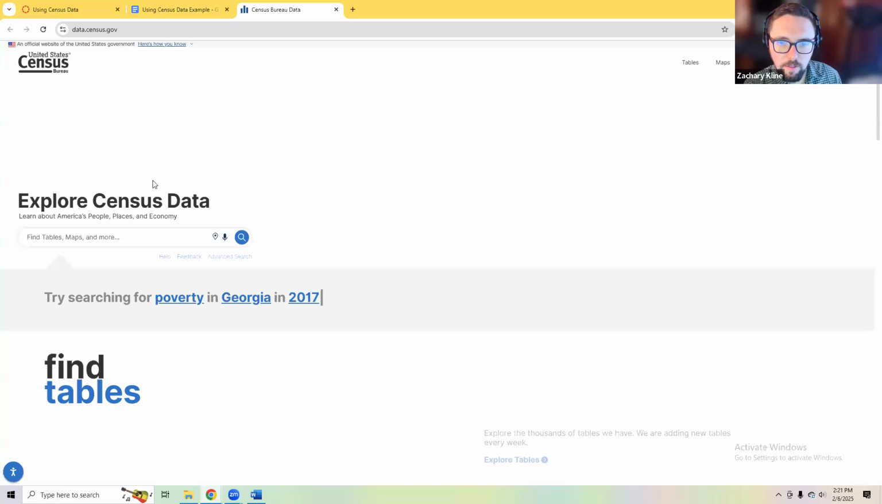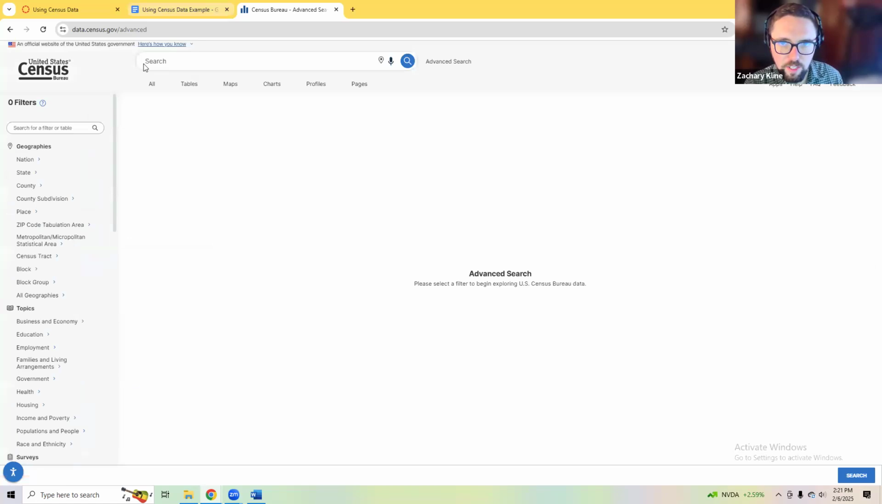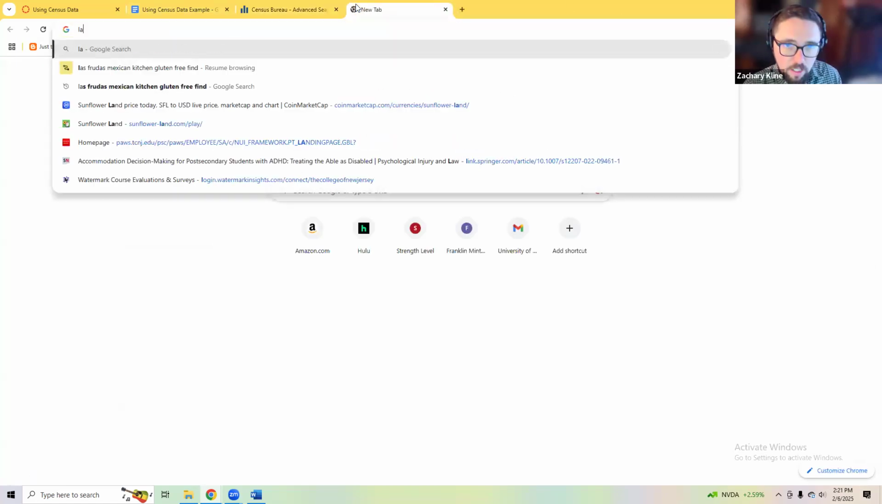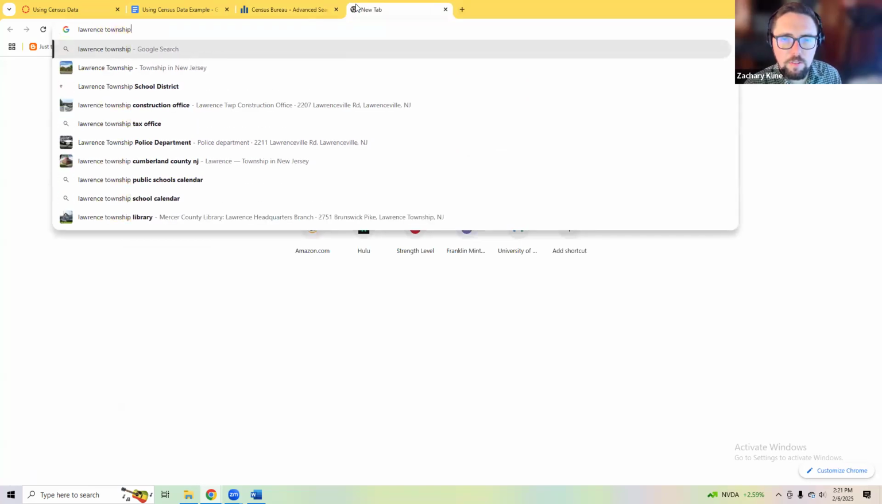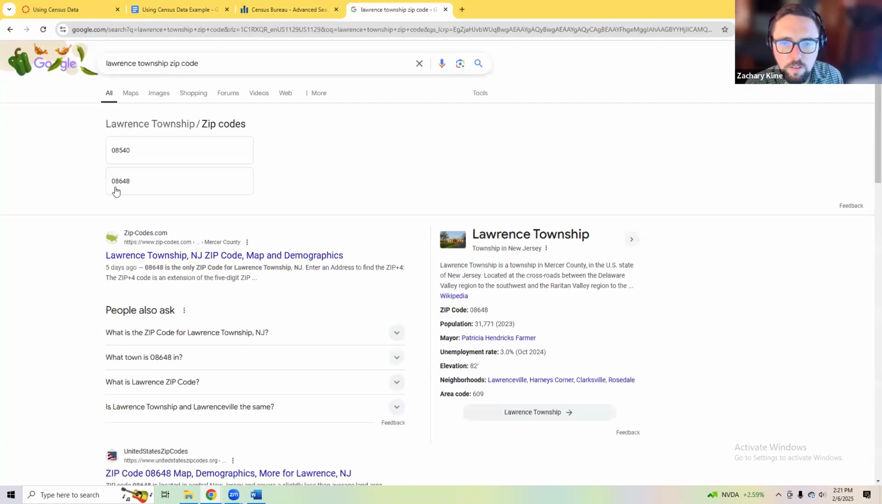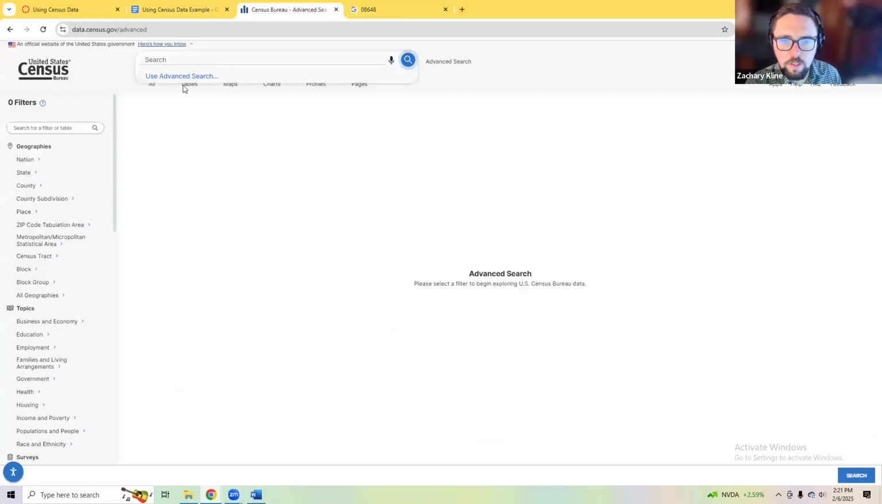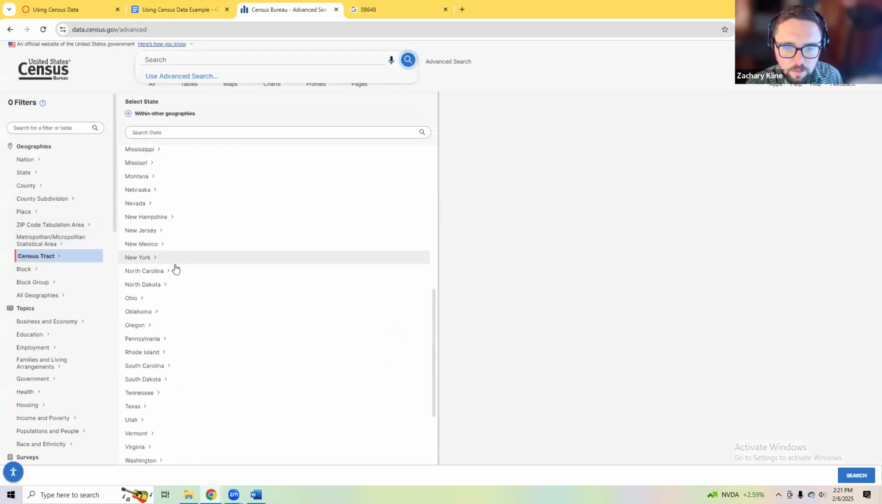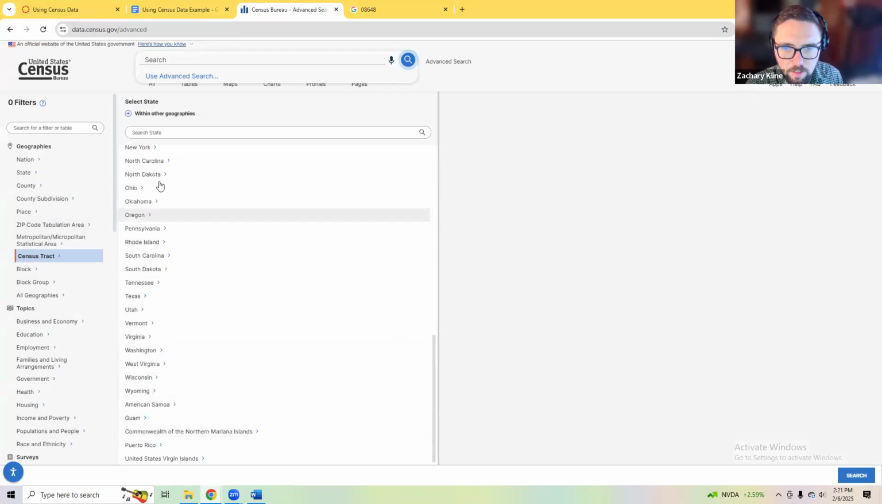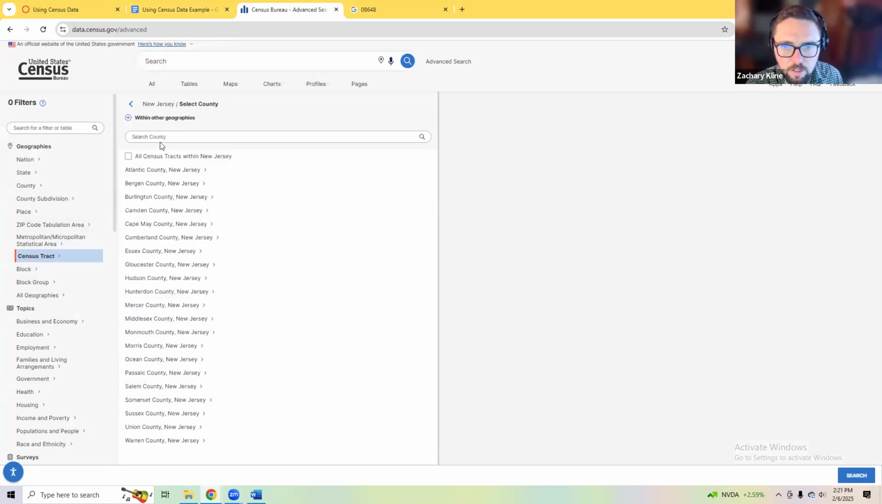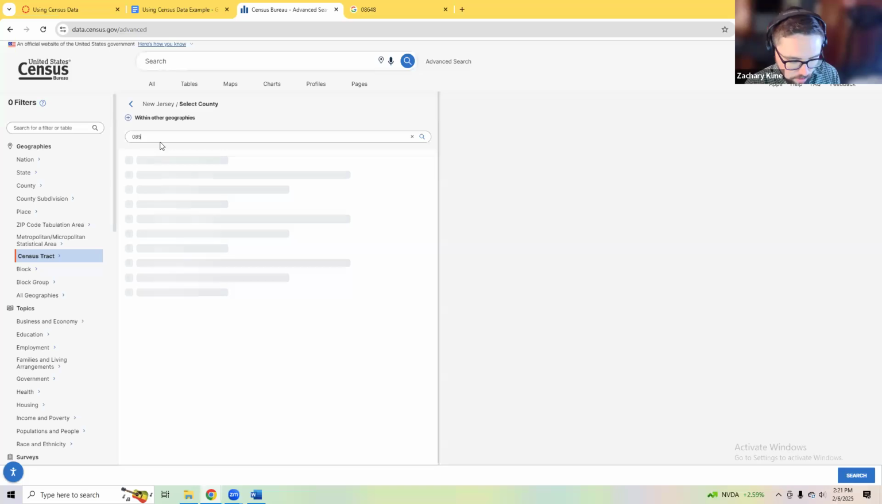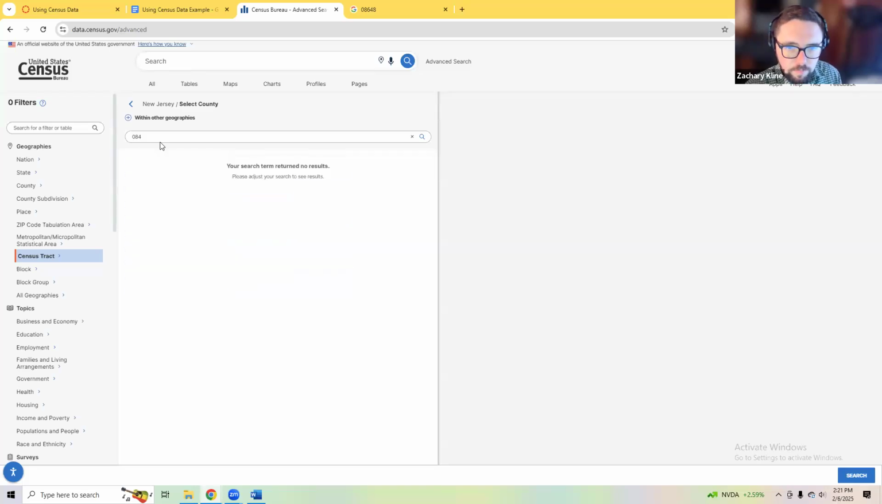This search bar is going to allow us to look at all of these different types of sources of data. So I just looked up the data set. Of course, I already forget the name of it. Lawrence Township zip code 08648, this was the one we used. So we're going to type in our search bar, or first we're going to go on the left here, to census tract. Come down to New Jersey, 08648.